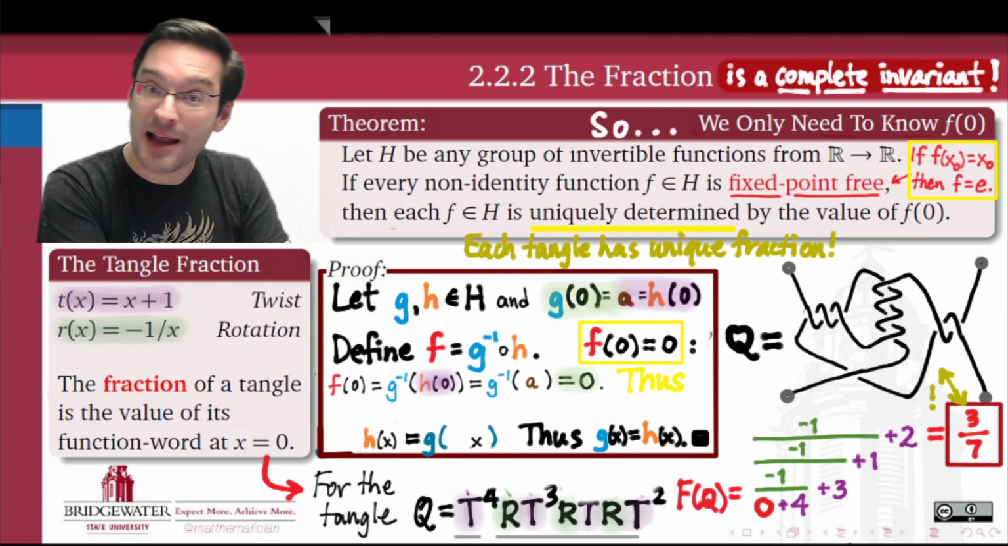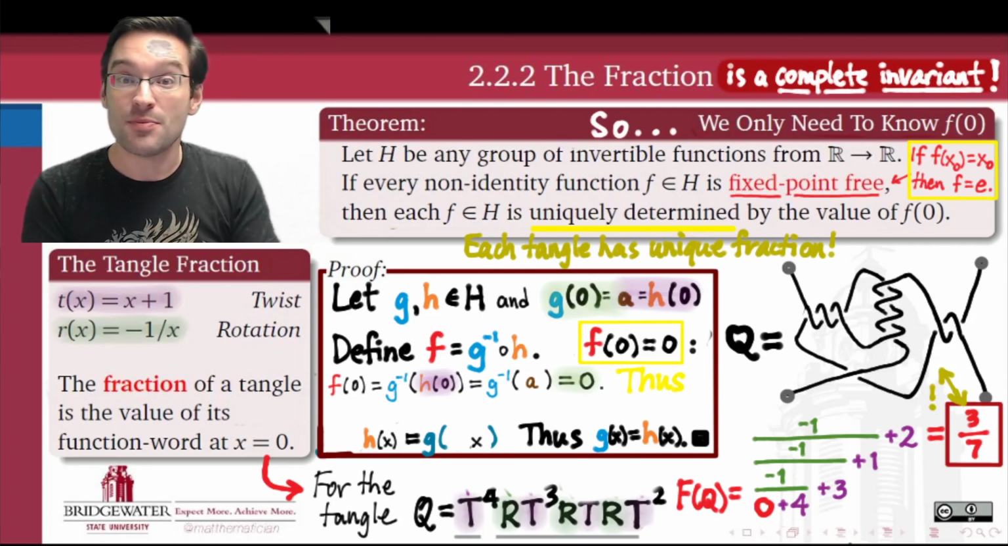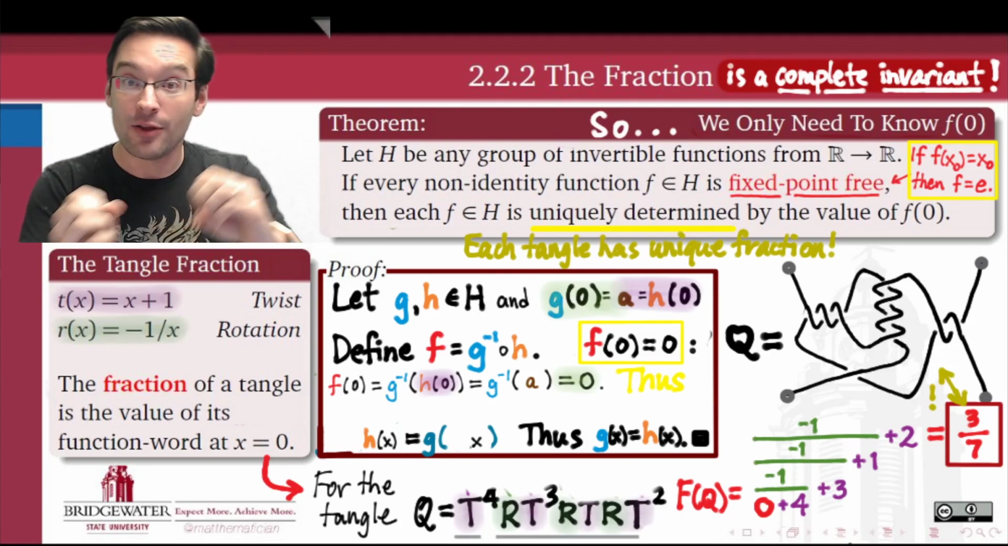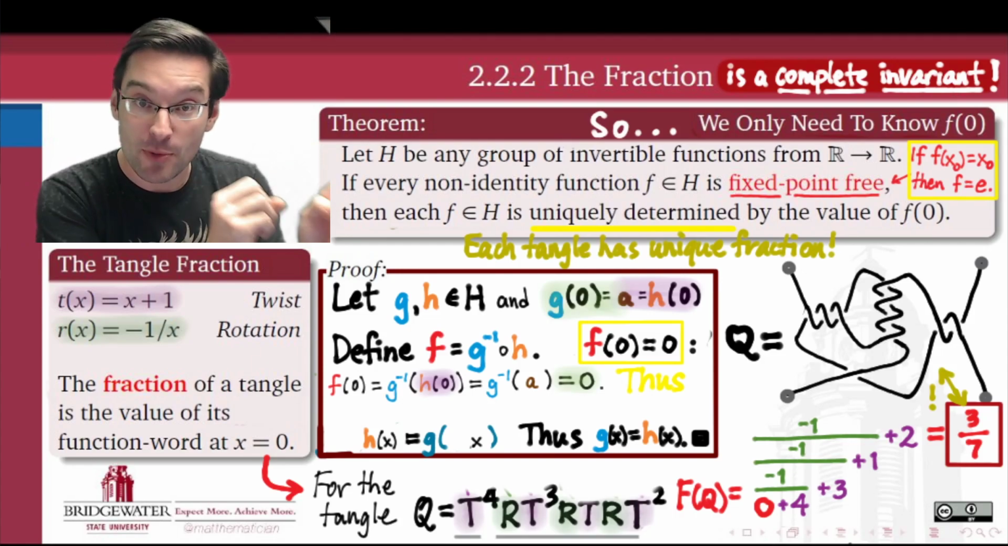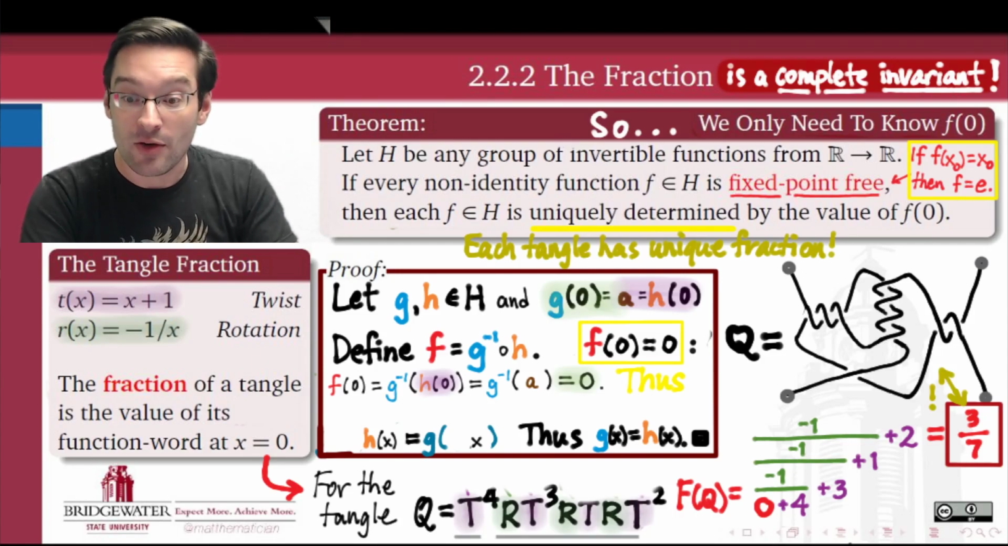So what you're going to get some practice doing here is just doing that translation back and forth, going from a rational tangle to its fraction, and then going from a rational number to the tangle of which it is the fraction.